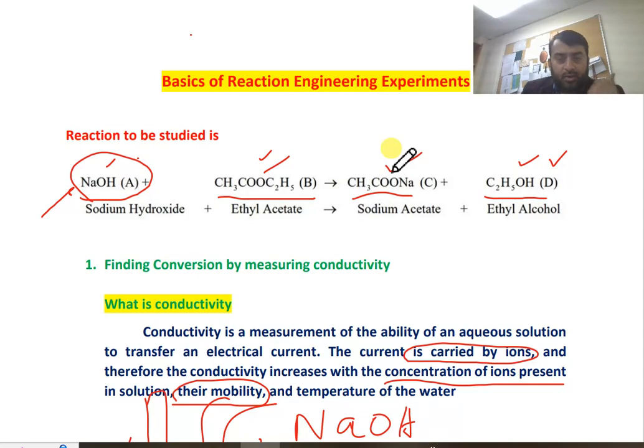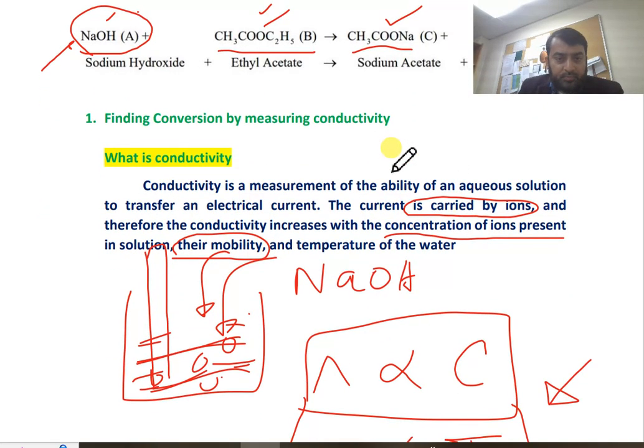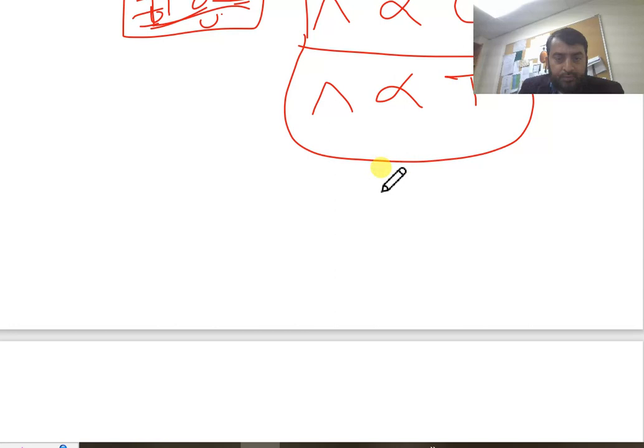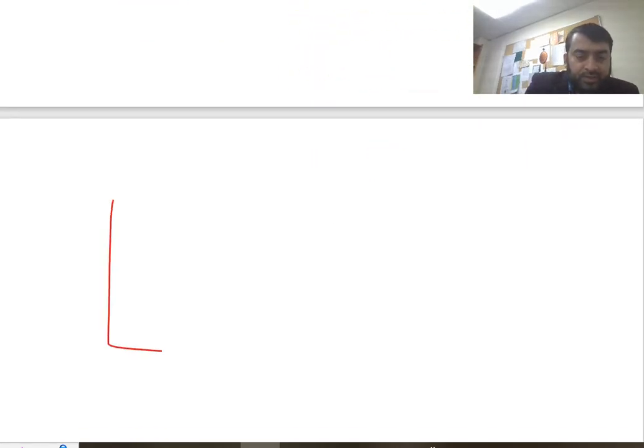So we'll continue now. What we do, if you have a beaker, you have your reactor, you have NaOH.